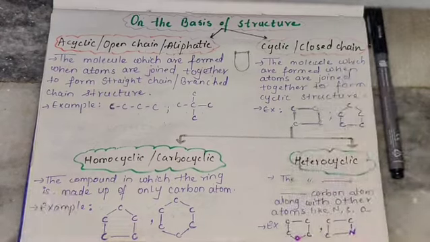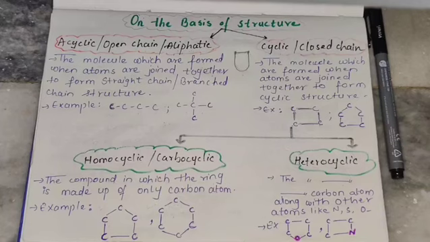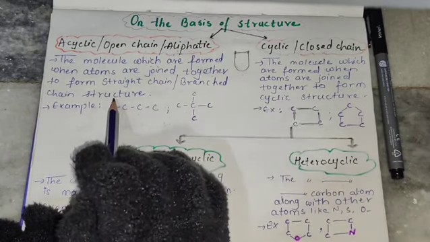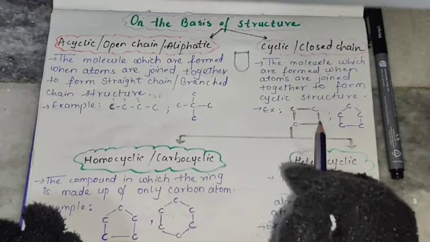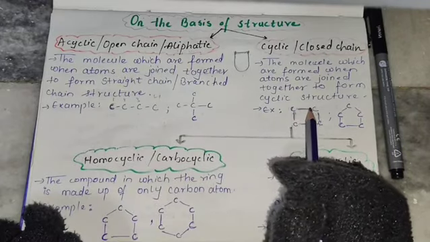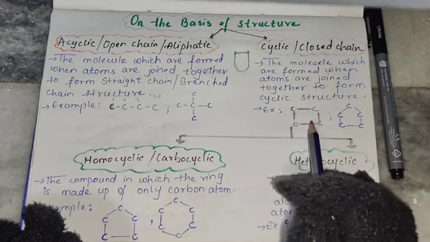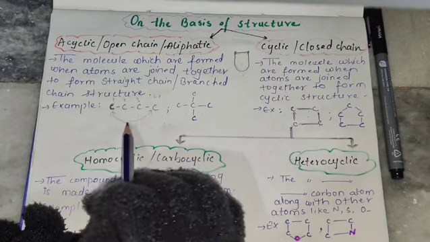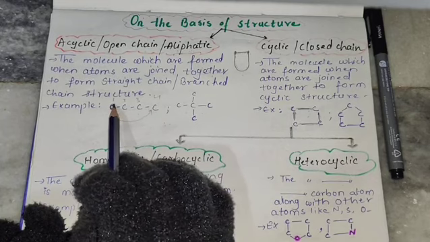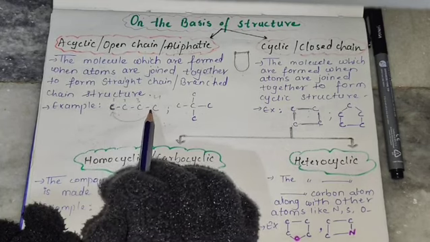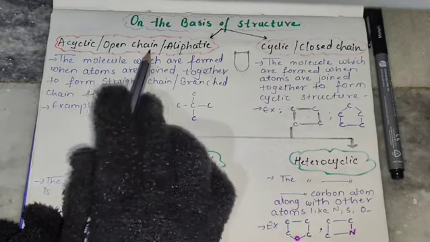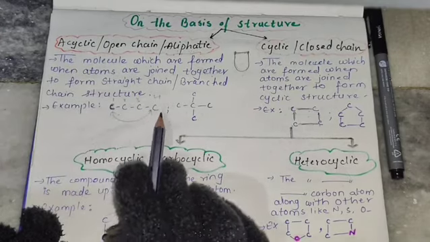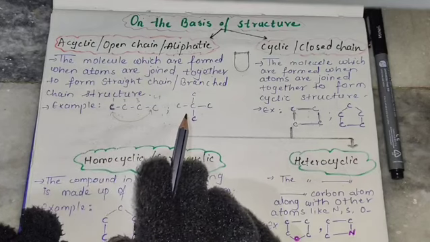Similarly, if I do not join both the ends of a carbon chain, then here also there are 4 carbon atoms, and here also there are 4 carbon atoms, but in this case I have joined the two ends to form a ring, whereas here I do not join the two ends, so it will be like an open chain. So this type of chain is known as open chain or acyclic. Acyclic because it does not form any kind of cycle. It may be a straight chain or it can be a branched chain.